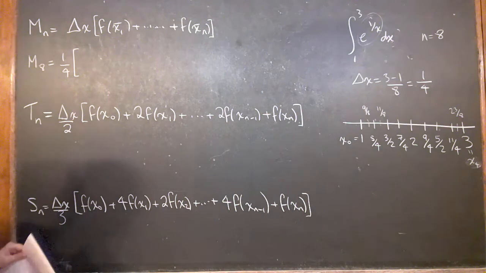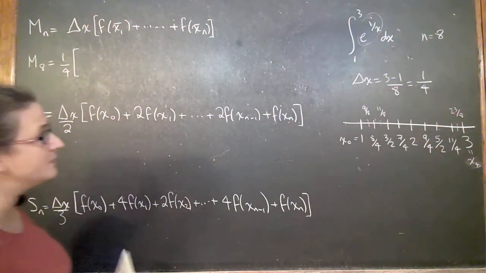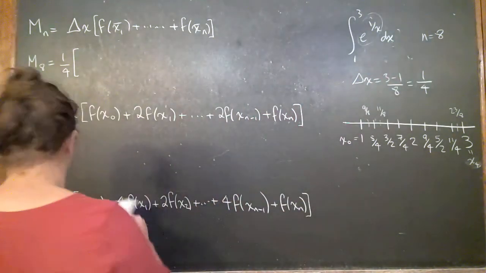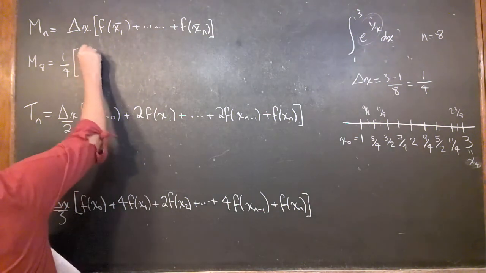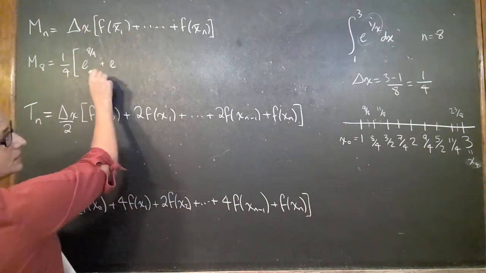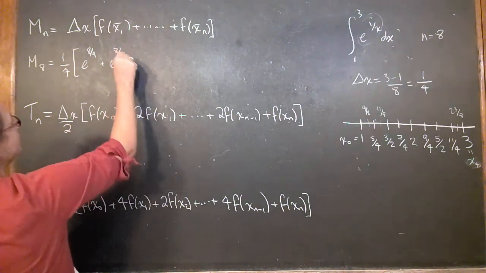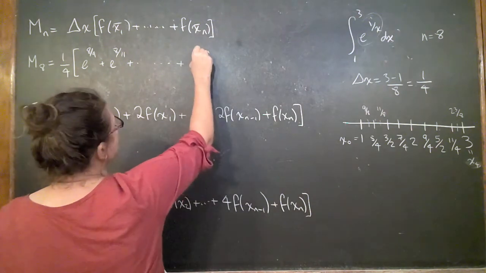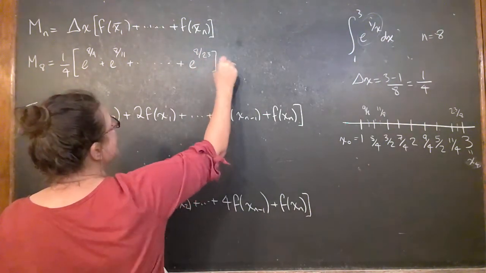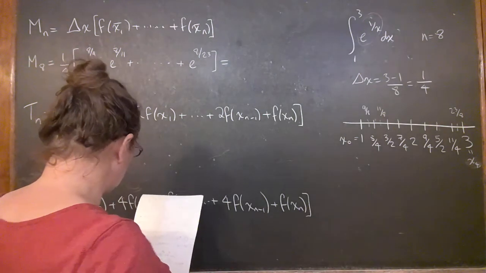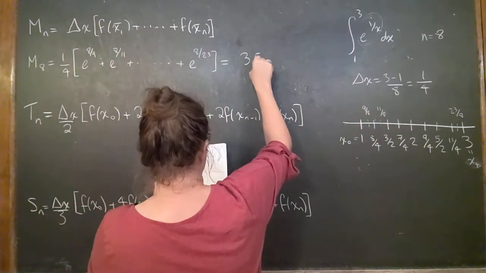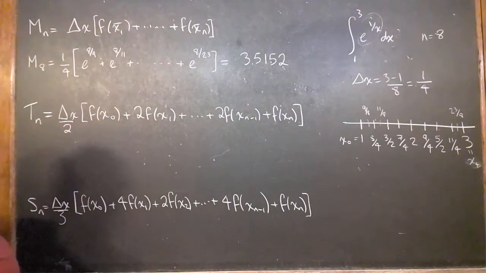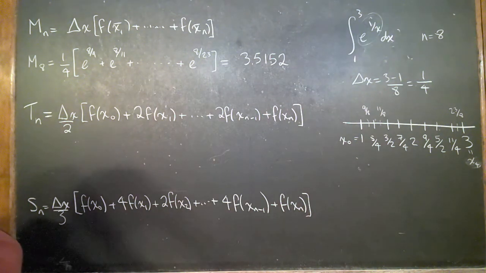So each of those midpoints is going to go into my function. Now my function is e to the 1 over x, right? So I'm just going to get these reciprocals here. E to the 8/9 plus e to the 8/11 plus all the way, the last one would have been e to the 8/23. And when I figure all this out, my number is 3.5152. Okay? So that's the midpoints. Of course, that gives you the midpoint rule.